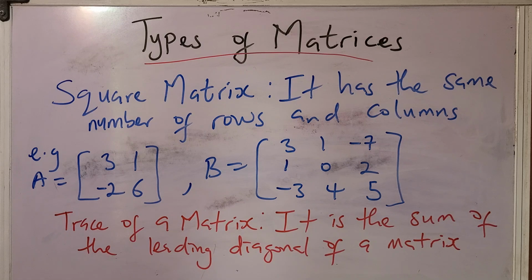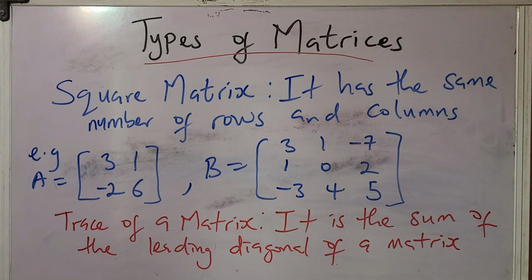All right, let's talk about the square matrix. The square matrix is a unique type of matrix in which we have the same number of rows and columns. As you can see right here, two examples are given. If you notice in matrix A, the number of rows equals the number of columns.